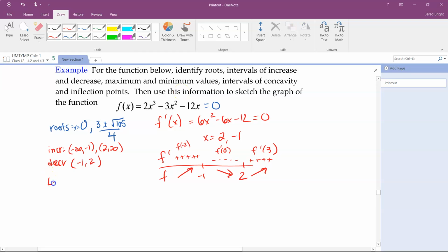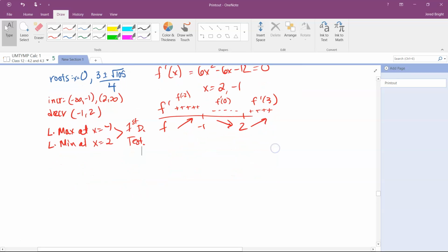So I'm going to say that there's a local max at x is equal to negative 1 and a local min at x is equal to 2. And I'm just going to justify this by the first derivative test. All right, so then next I want to look at intervals of concavity. Concavity has to deal with the second derivative, which we found to be 12x minus 6.